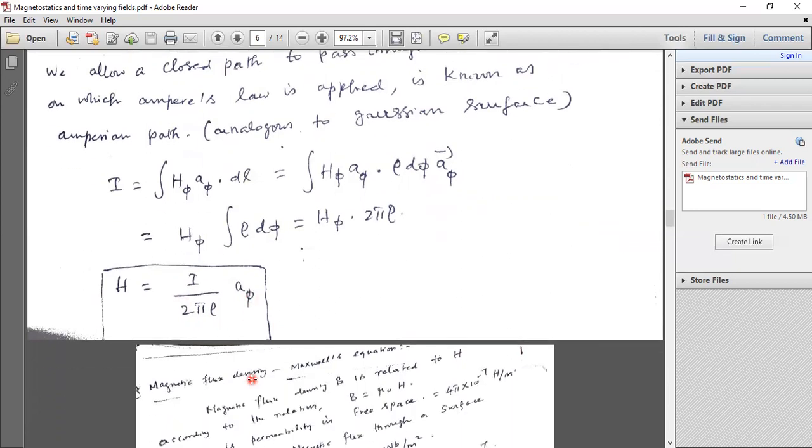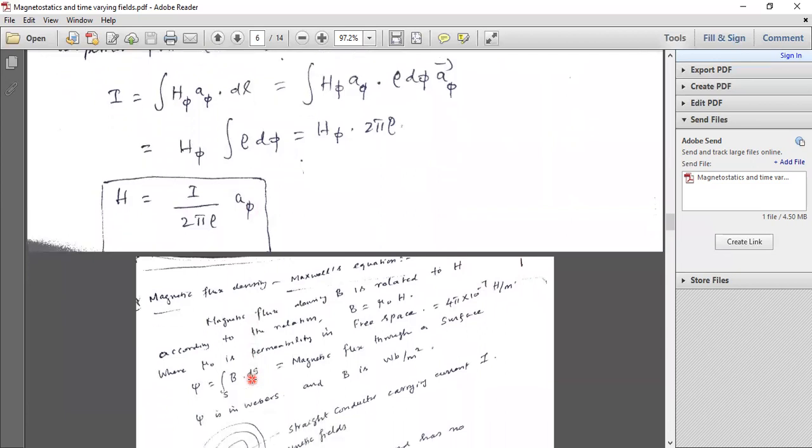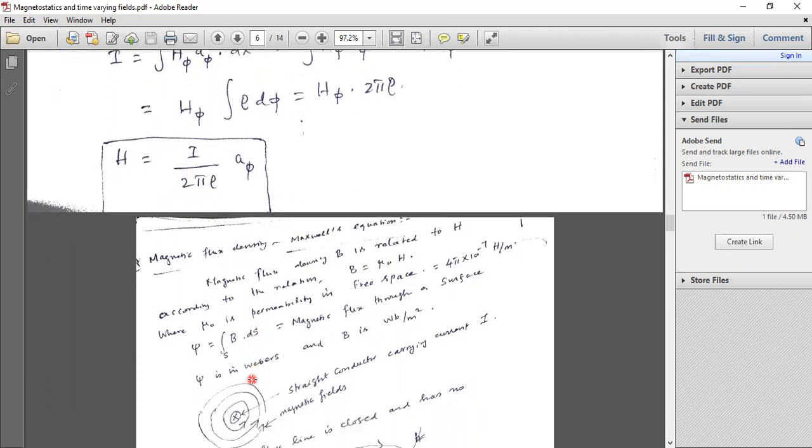Next, we are going to see another term, magnetic flux density, analogous to electric flux density in electrostatics. Magnetic flux density, denoted by the letter B, is related to the magnetic field intensity by this equation: B is equal to mu naught H. Mu naught is the permeability of the medium, and this is the permeability of free space, 4 pi into 10 power minus 7 Henry per meter. So psi is equal to the integral of B dot ds.